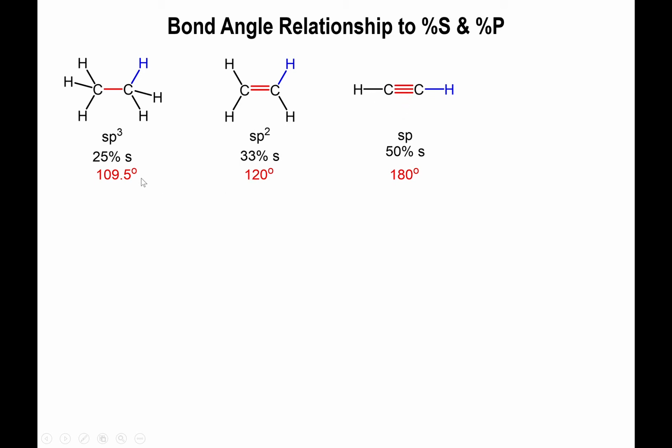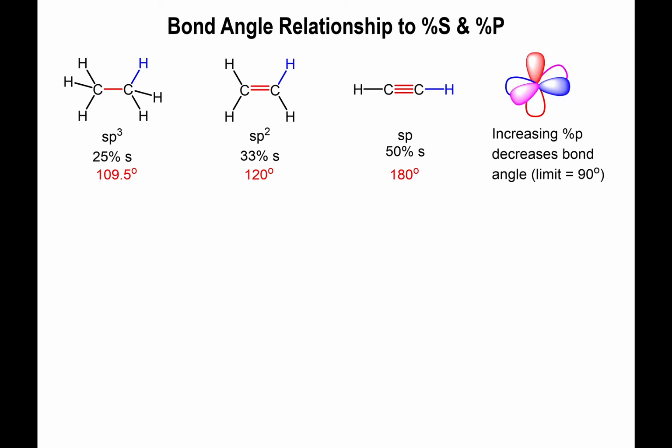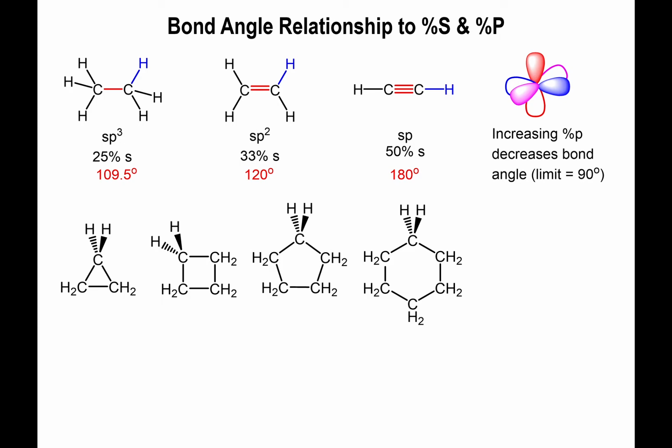So what we see is that as the s content goes up, the angle goes up as well. And another way to put it is that the angle goes up when the percent p goes down. Alright, so increasing the percent p will decrease the bond angle. And the limit is going to be about 90 degrees, since you have 90 degrees in each one of these p orbitals. Alright, now to exemplify what's happening, let's take a look at the 4 following molecules.